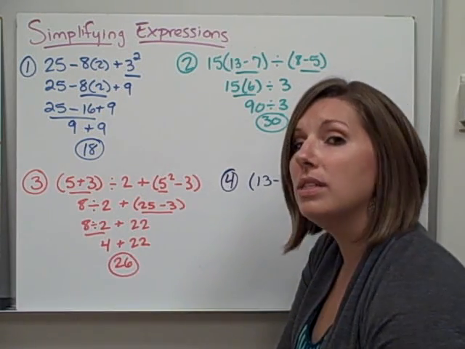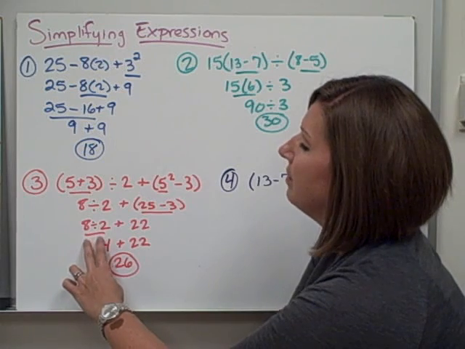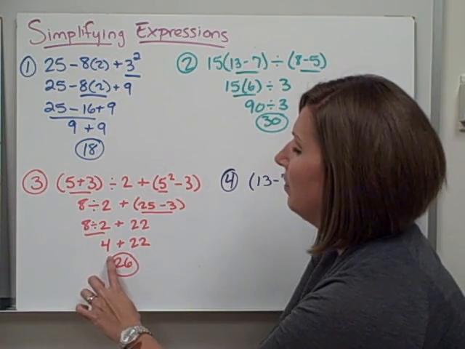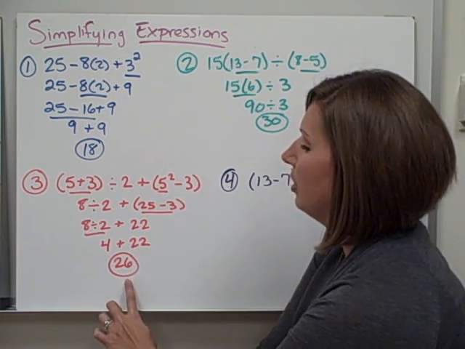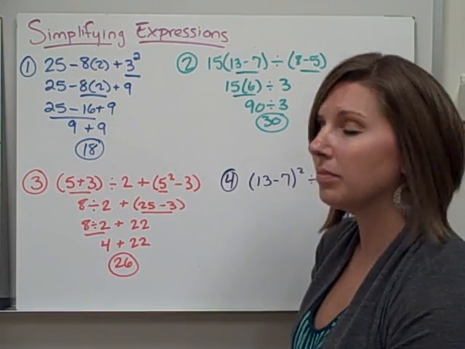I rewrite what's left. I take care of my division. 8 divided by 2 is 4. 4 plus 22 is 26.